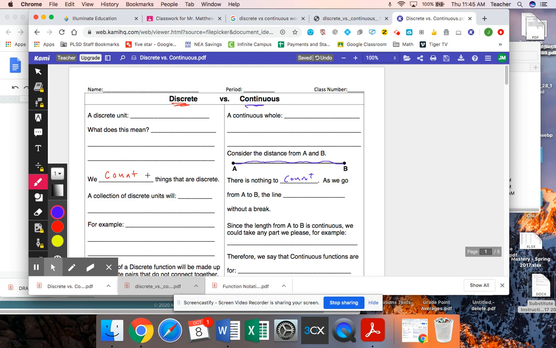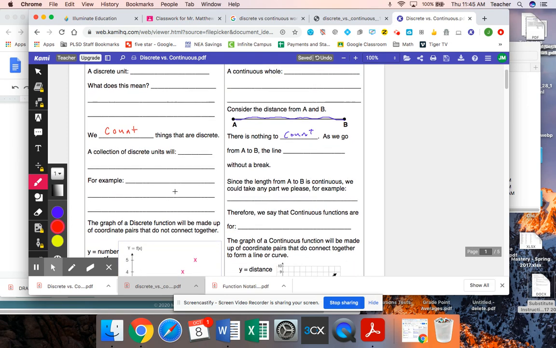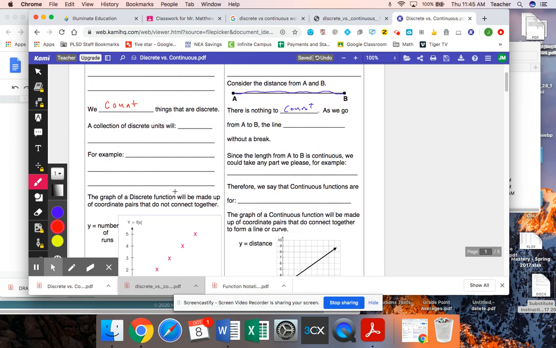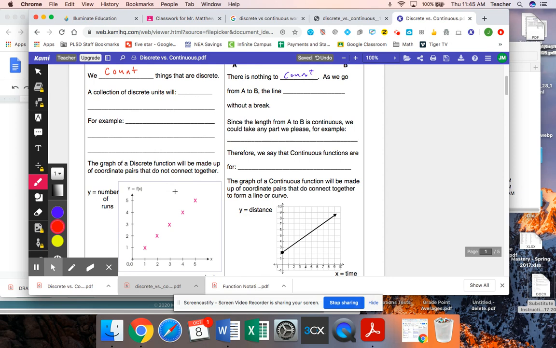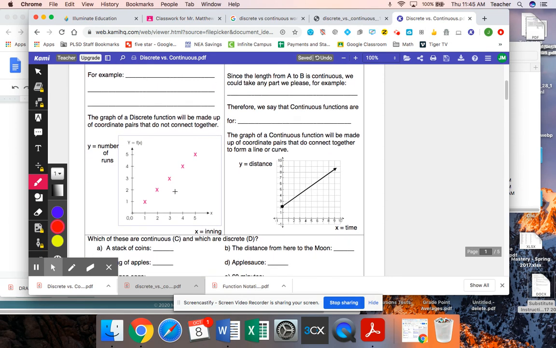But if they're discrete, for example, if we count things, we can just do that, right? Let's just go down here and take a look at this graph. If I look at this graph for a discrete function, it's made up of coordinate pairs that don't connect, because at 1 I have an output, at 2 I have an output. There is nothing between 1 and 2 for this particular function, so I don't count it.